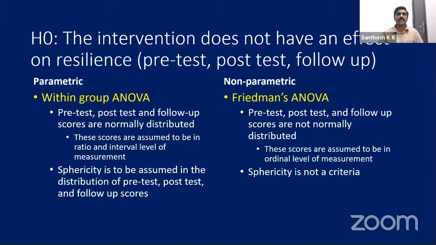In Friedman's ANOVA, it cannot completely depend on ranks because all the ranks will start with 1, 2, 3, and the second set of ranks also will move with 1, 2, 3. So it is not simply ranks. Along with ranks, there have to be signs also. So if we have a pre-test, post-test, follow-up test and the data is normally distributed, then within group ANOVA; if it is not normally distributed, Friedman's ANOVA.